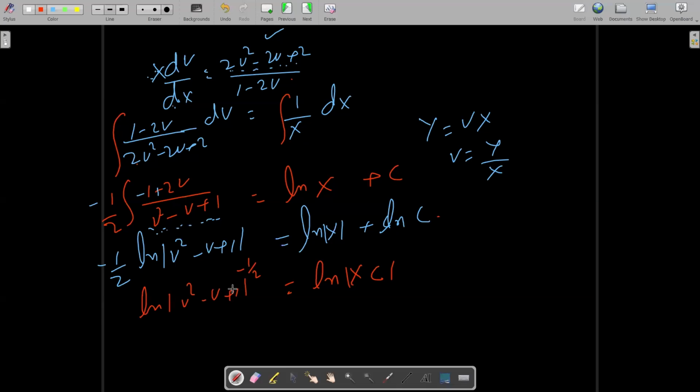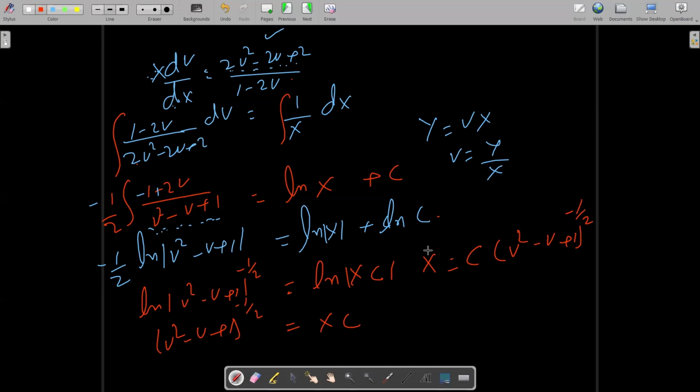Now you can apply e on both sides. So it's going to be v squared minus v plus 1 raised to the power negative 1/2 equals xc, right? Now you can just write x, like you can just simplify this in terms of variable, like x is equal to, just divide c on both sides, 1 over c. 1 over c is just a constant, so you write capital C into v squared minus v plus 1 to the raised power negative 1/2. You got it? Yes. Perfect.